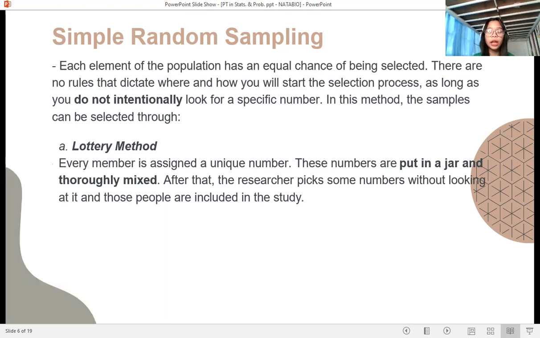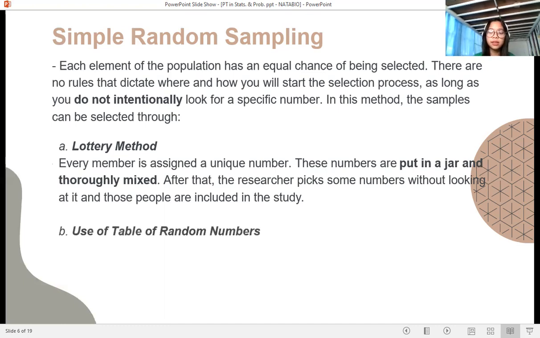For another example of the lottery method, if you are going to play a game, and to be fair, you pick a jar or fish bowl and put your names in it, and then someone will mix it, and someone will pick inside that jar unintentionally without looking at it. So it is also an example of the lottery method.